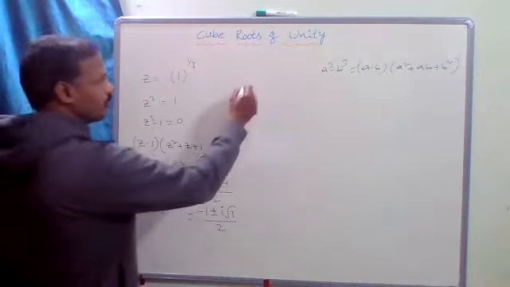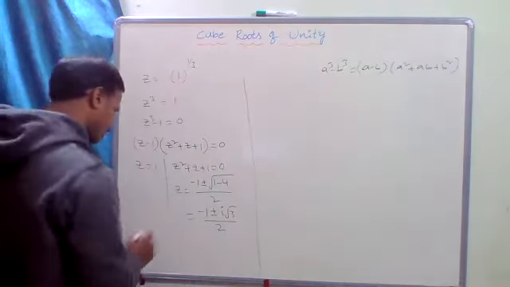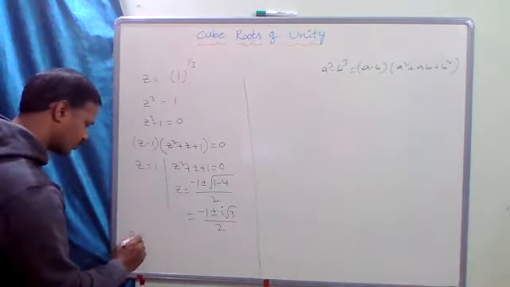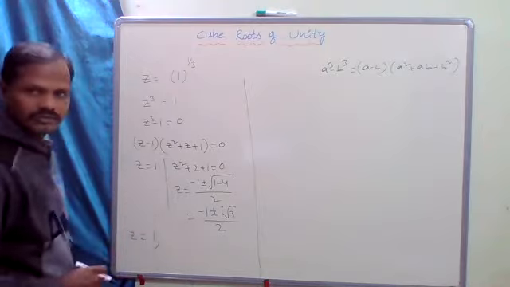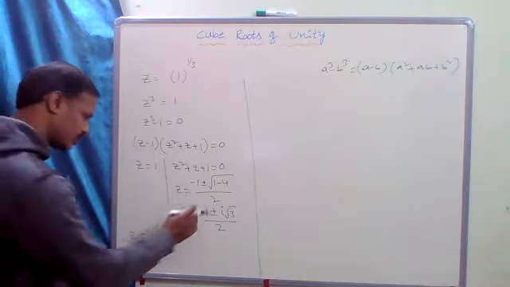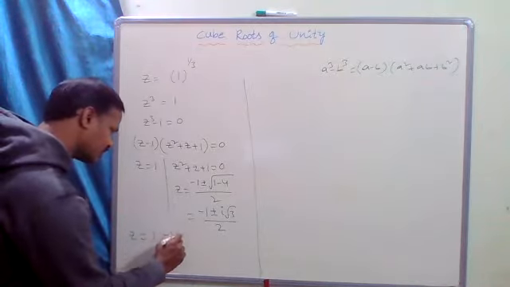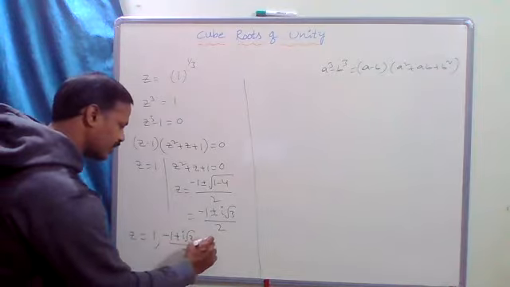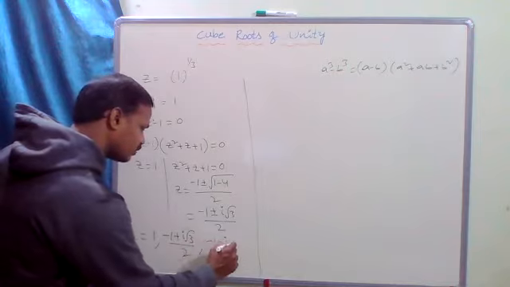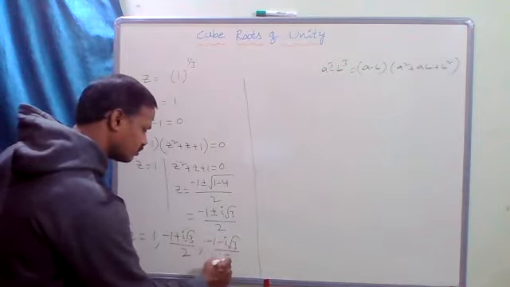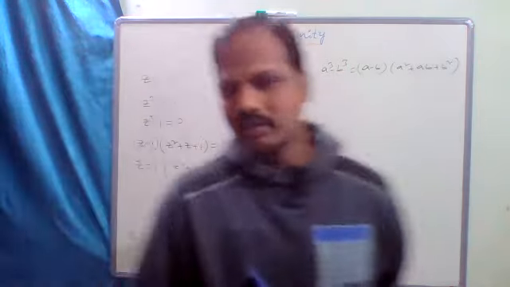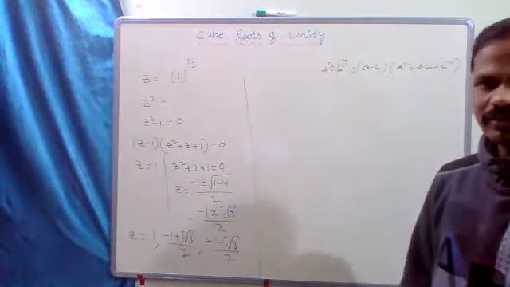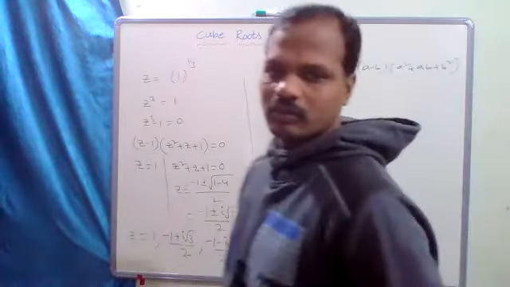So what are the roots we got? The roots are z equal to 1, minus 1 plus i root 3 by 2, and another one, minus 1 minus i root 3 by 2. Is it clear? Yes, 3 roots. Fine. So this is one way.